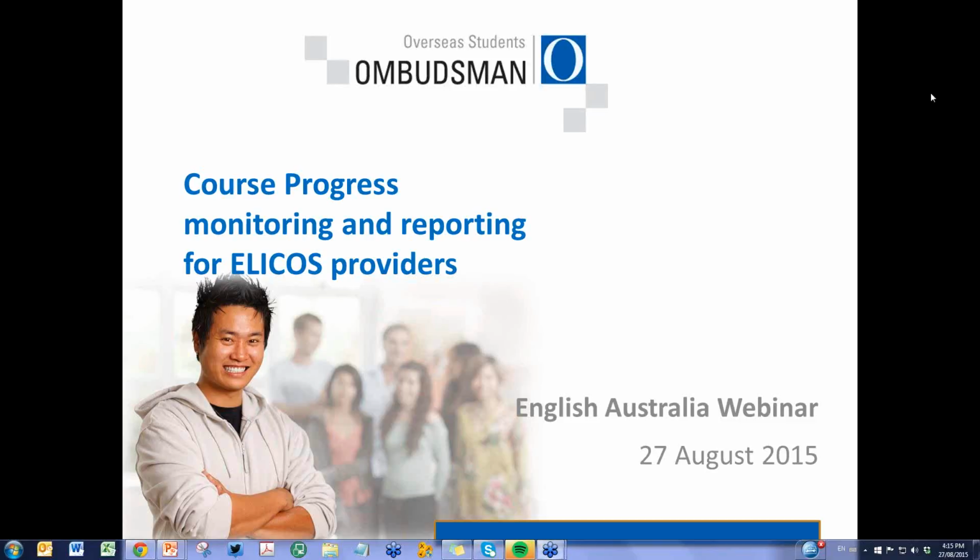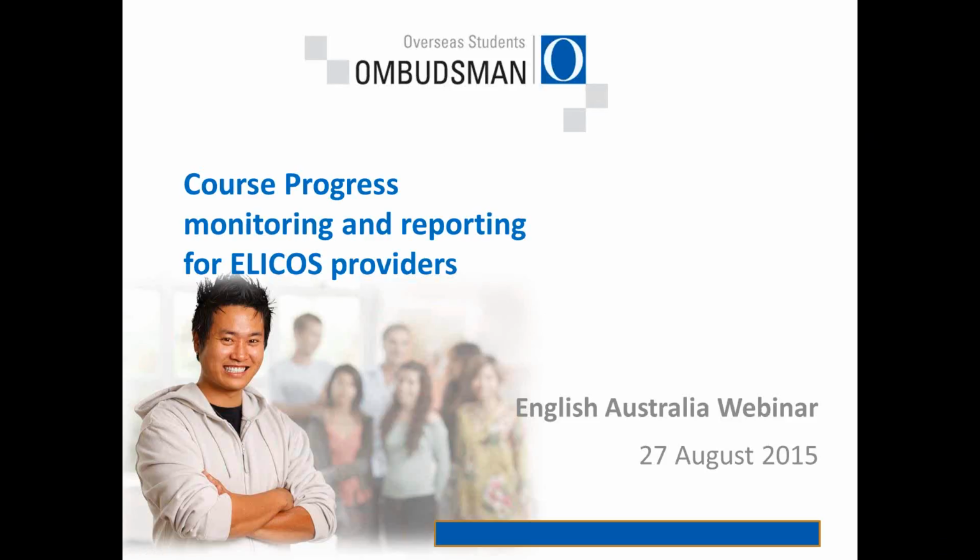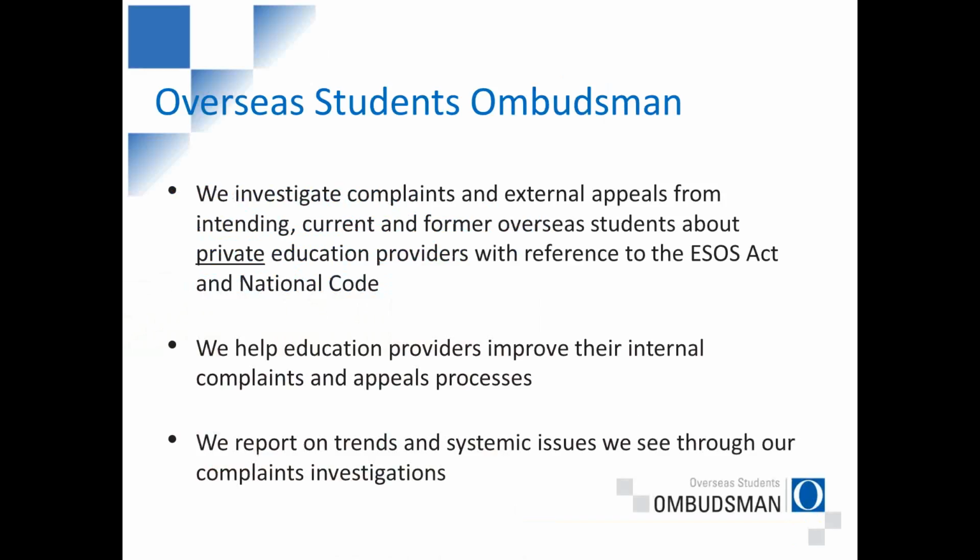Just to quickly introduce our office for those of you that may not have come into contact with us. Obviously not all of you participating today may be private providers, but the information is relevant for both public and private providers regardless. It's just that we only take the complaints or appeals for the private providers. So if you're a public provider, your ombudsman would be the relevant state or territory ombudsman, so the New South Wales Ombudsman, Victorian Ombudsman, that kind of state-based ombudsman. And we do have a complaints handling teleconference with all the different ombudsmen to discuss international student complaints and try to make sure we're being consistent across the different jurisdictions that we cover.